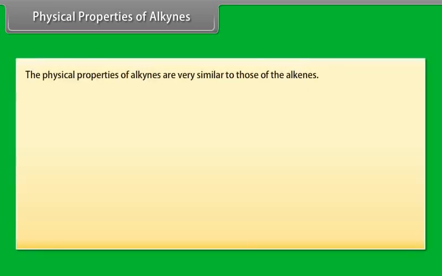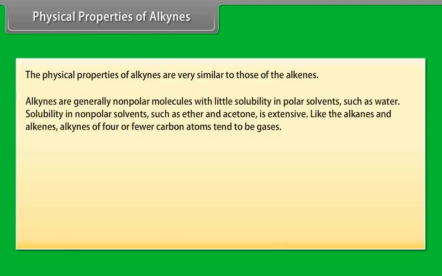Physical properties of alkynes. The physical properties of alkynes are very similar to those of the alkenes. Alkynes are generally nonpolar molecules with little solubility in polar solvents, such as water. Solubility in nonpolar solvents, such as ether and acetone, is extensive. Like the alkanes and alkenes, alkynes of 4 or fewer carbon atoms tend to be gases.